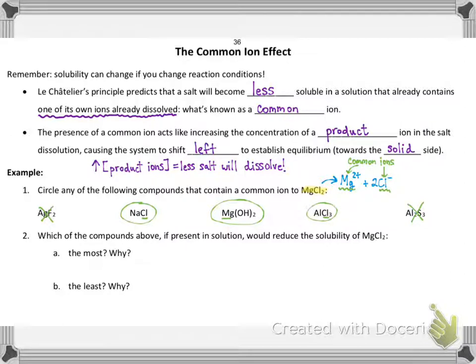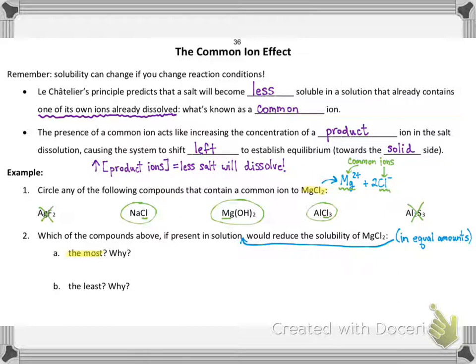Now let's say in 3 separate solutions, we added each of those compounds, sodium chloride, magnesium hydroxide, and aluminum chloride, into a solution of magnesium chloride. Well, if we added all of them in equal amounts, which one would reduce the solubility of MgCl2 the most, and why?